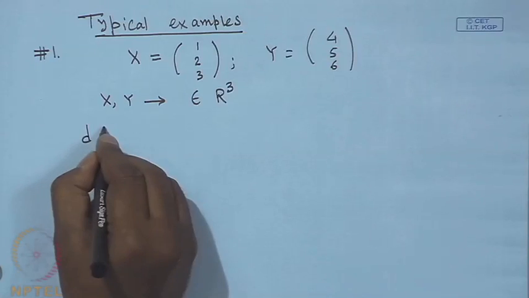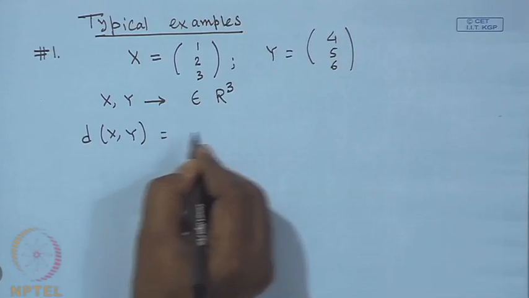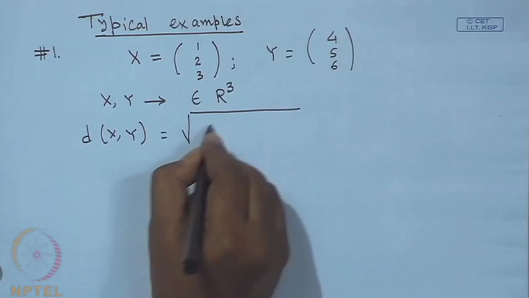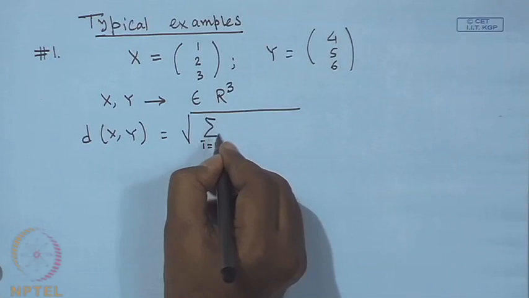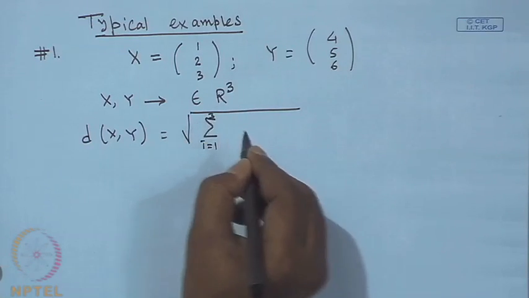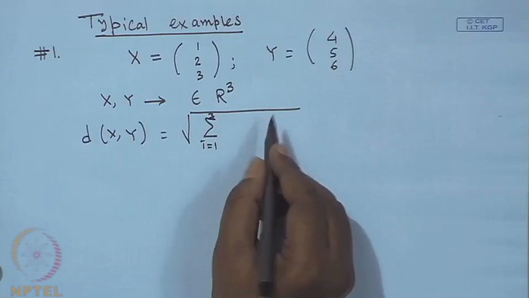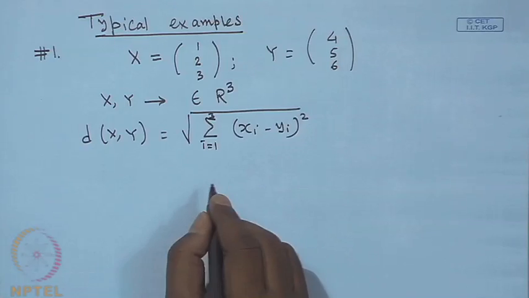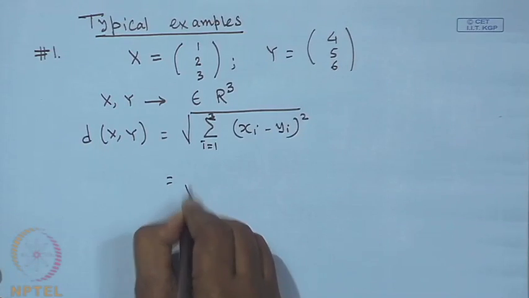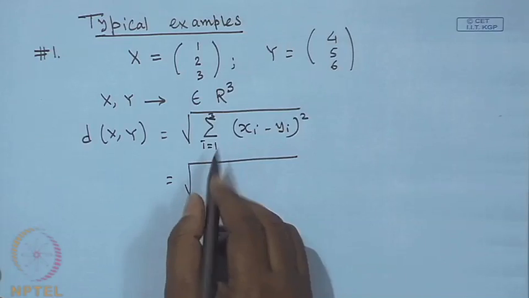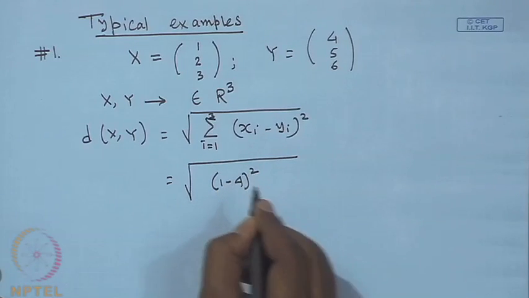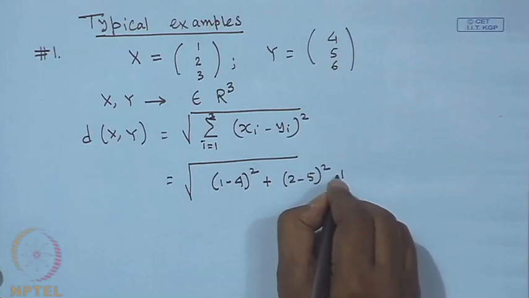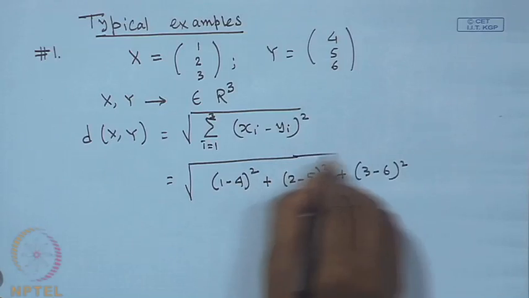So, what is the metric between x and y? It will be simply the square root of the summation from i equal to 1 to 3, because there are 3 elements, of x i minus y i squared. We just write down the definition. So, this will be the square root of 1 minus 4 squared plus 2 minus 5 squared plus 3 minus 6 squared.